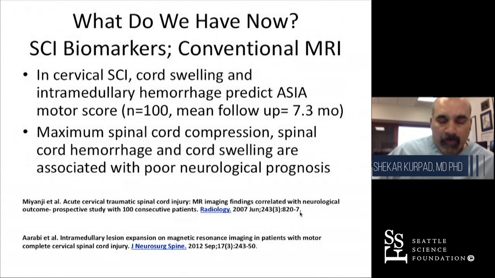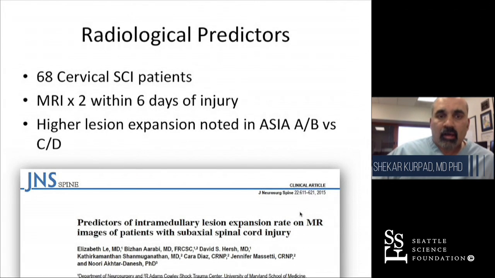So what do we have now in terms of conventional MRI-based spinal cord injury biomarkers? We know that in cervical spinal cord injury, cord swelling and intramedullary hemorrhage might predict ASIA motor score, as shown by Miyanji et al., and that maximum spinal cord compression, cord hemorrhage, and cord swelling are likely associated with poor neurological prognosis. In another study done by Bizan Arabi's group with 68 cervical spinal cord injury patients, a higher rate of lesion expansion was noted to occur in ASIA A and B patients versus ASIA C and D patients.